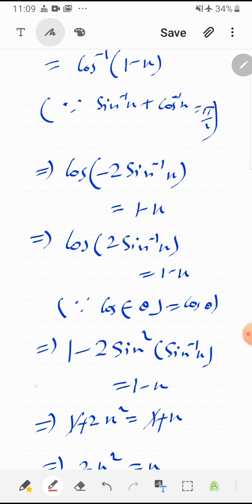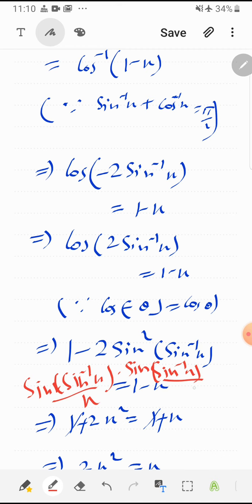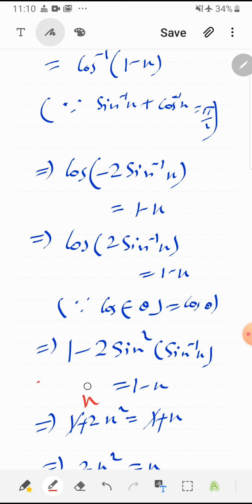Why is it x square? Because sine square of sine inverse x can be written as 2 times sine of sine inverse x into sine of sine inverse x. So from here I am getting x, from here I am getting x, and x into x is x square. So that is why it is x square. Similarly, if cube is there, then we will write x cube.